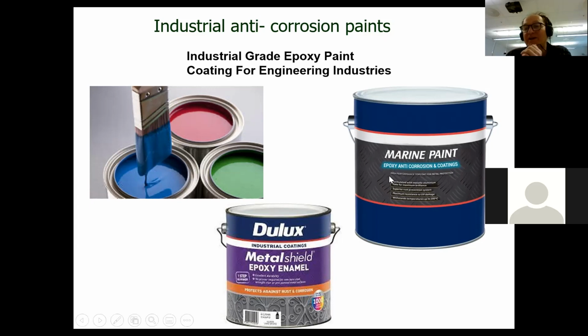Here we have an epoxy-based one. This is a two-part marine paint, epoxy anti-corrosion coating, it says. And here's another epoxy one. This says metal shield on it. If you look at the picture here, it's designed for painting onto wrought iron, to be exact, a gate or post or something like that.